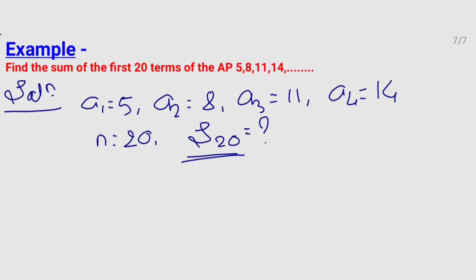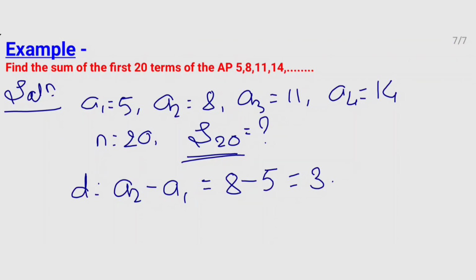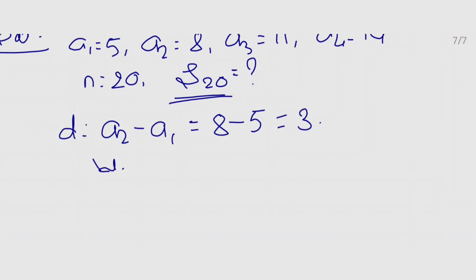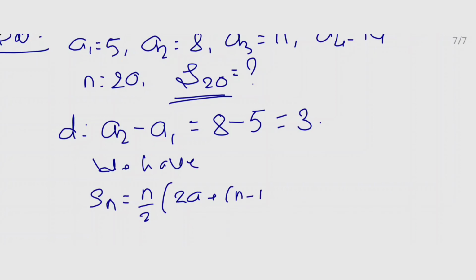First here we want to find the common difference. So d equals a2 minus a1. So here a2 is 8 minus a1 is 5. So 8 minus 5 is 3. So here the common difference is 3. Right. And now we have the formula Sn equal to n by 2 in a bracket, 2a plus (n minus 1) into d. We have the n value, a value and d value.